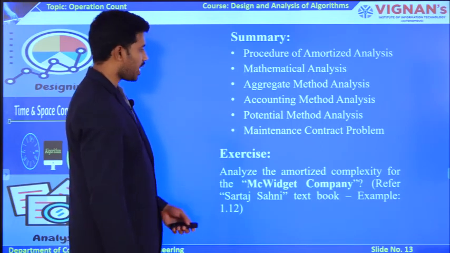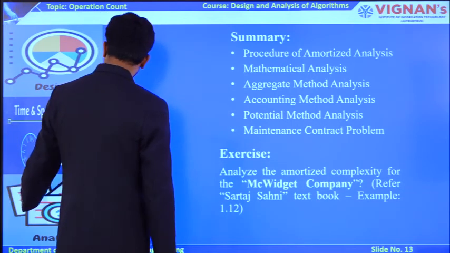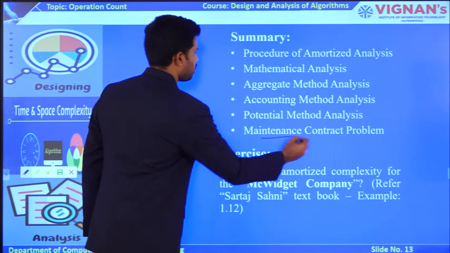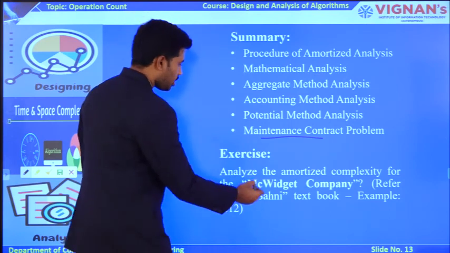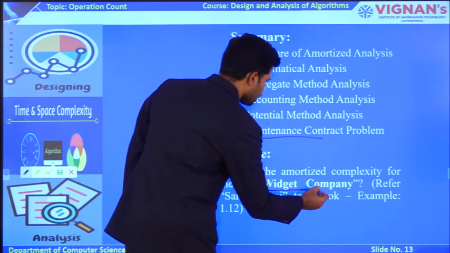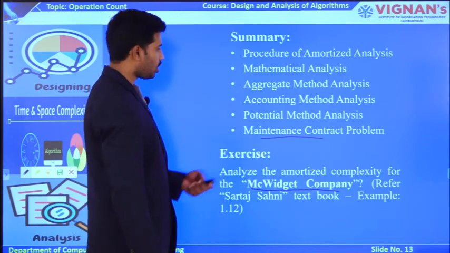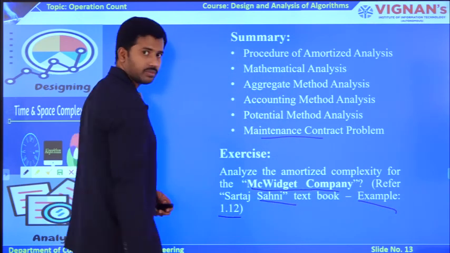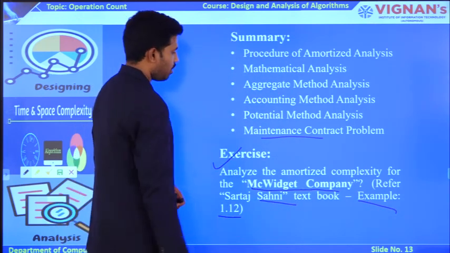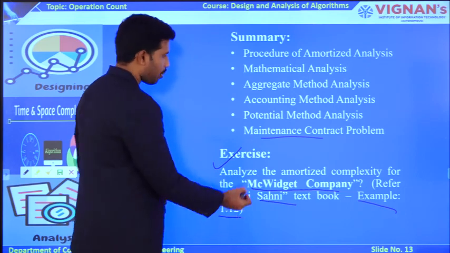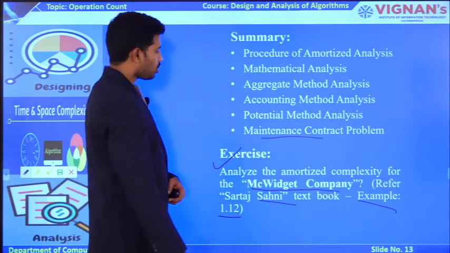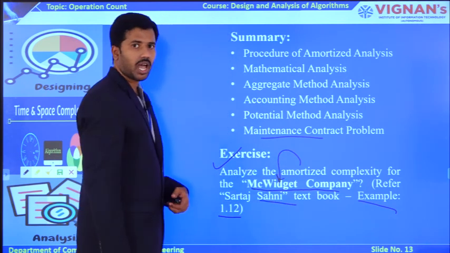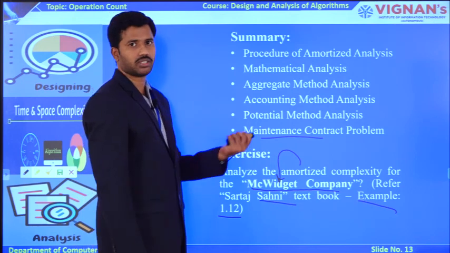Now try to take this one as an assignment. In this assignment, what they have given is a maintenance contract, as we discussed now. There is a company named MC Widget, and this procedure is available in the Sahani textbook, and the example number is 1.2. You try to refer to this exercise, available in the Sahani textbook under example 1.2. Okay. So you try to apply this amortized analysis on this company sales chart.